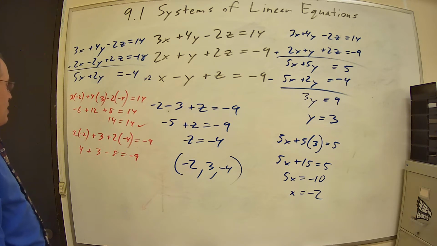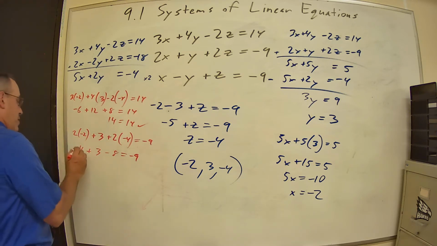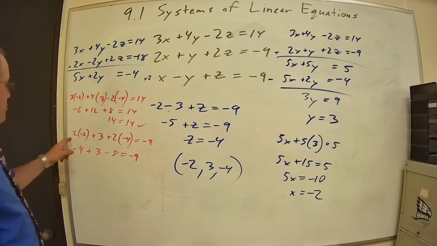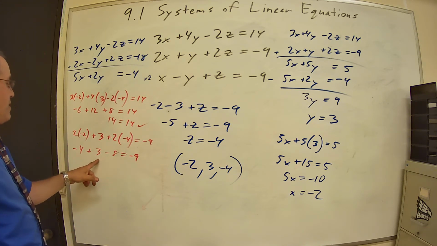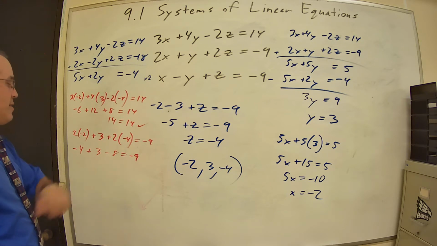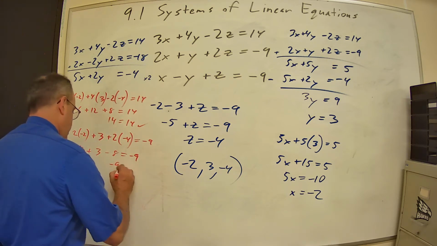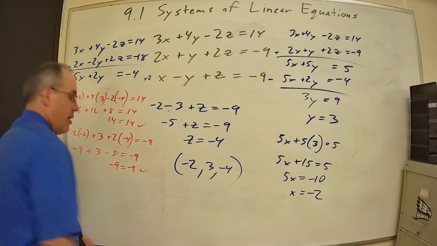So I've got a problem. Did I make it? Oh, here we go. This is why we do it, right? 2 times negative 2 is negative 4, not positive 4. So negative 4 plus 3 is negative 1, minus 8 is negative 9. So negative 9 is equal to negative 9, and we're good.